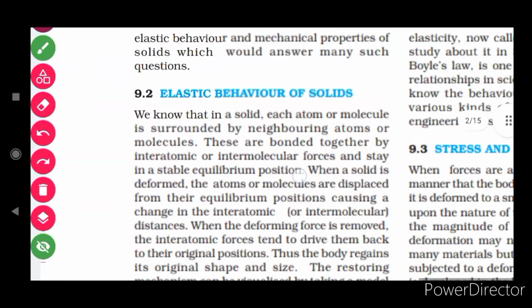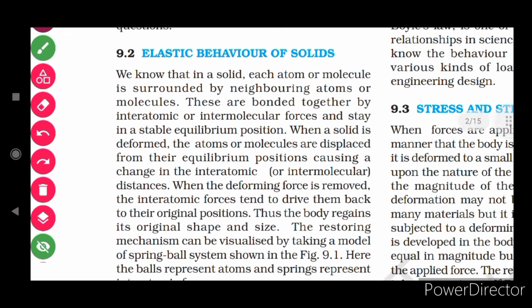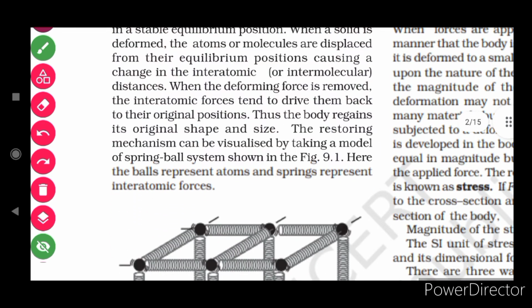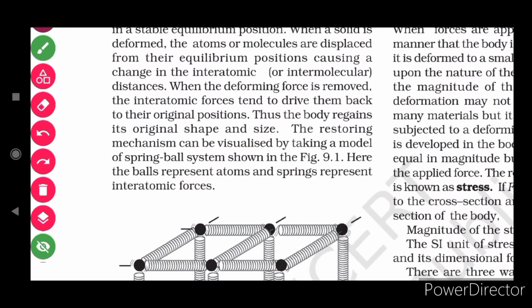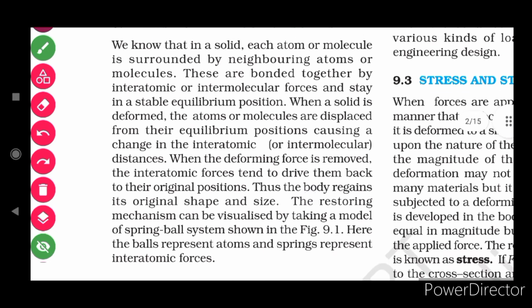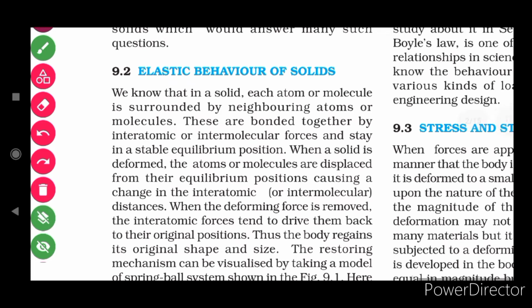Then we'll see the elastic behavior of solids. As I told you, when you apply force on a solid, after the deforming force is removed, they tend to regain their original size and shape. So what is the cause of this? The cause is mentioned in this paragraph.